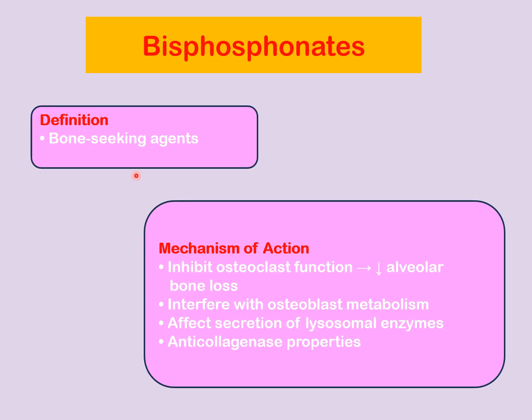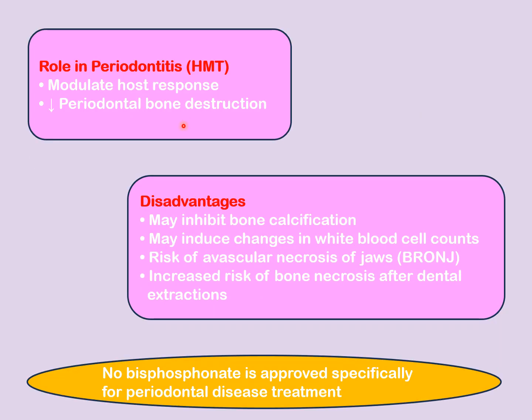So coming to bisphosphonates, they are bone-seeking agents. As an HMT agent, they reduce alveolar bone loss by inhibiting osteoclast function. They also interfere with osteoblast metabolism. Also, they affect secretion of lysosomal enzymes and they have anticollagenase properties. So mainly they modulate the host response by reducing periodontal bone destruction.